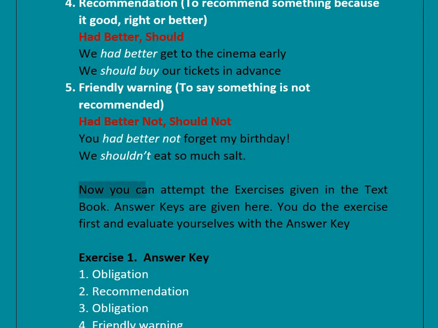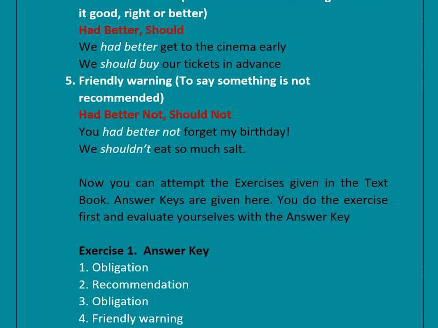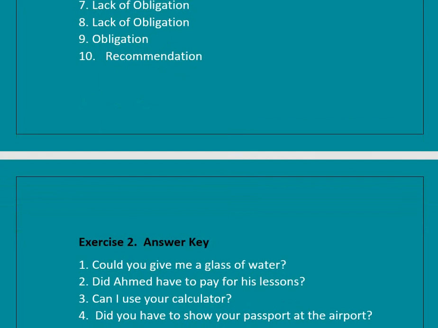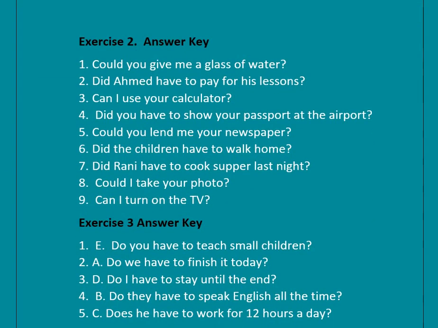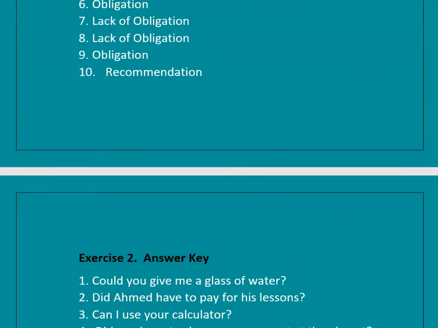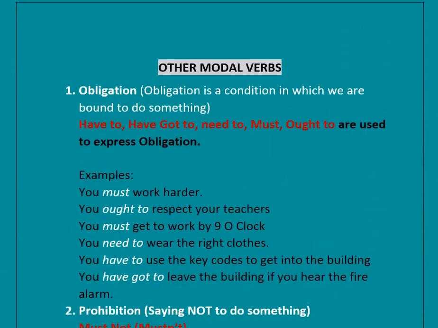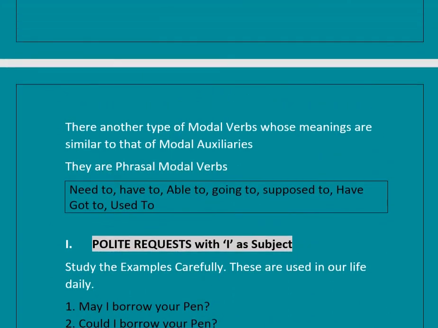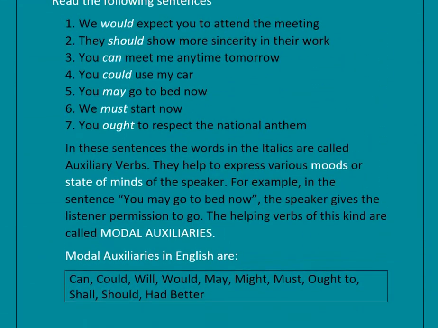So now you can attempt the exercises given in the textbook. Answer keys are given here. You do the exercise first and evaluate yourself with the answer key. So you can pause the video and note it down. Answer key for the second exercise and answer key for the third exercise. So watch the video over and over again in order to understand it. Pause wherever necessary.